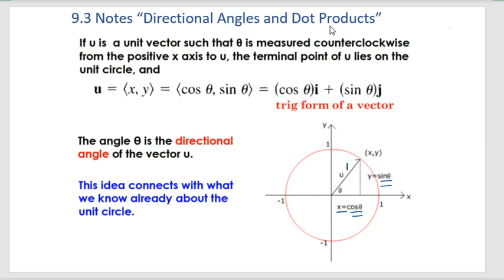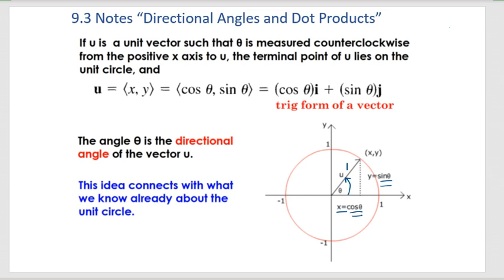All right, these are the notes for 9.3 for directional angles and dot products. To simplify all of this, what this page comes down to is the angle created for a unit vector that goes in the same direction as it would in our unit circle. So if that's true, then x is equal to the cosine of theta.